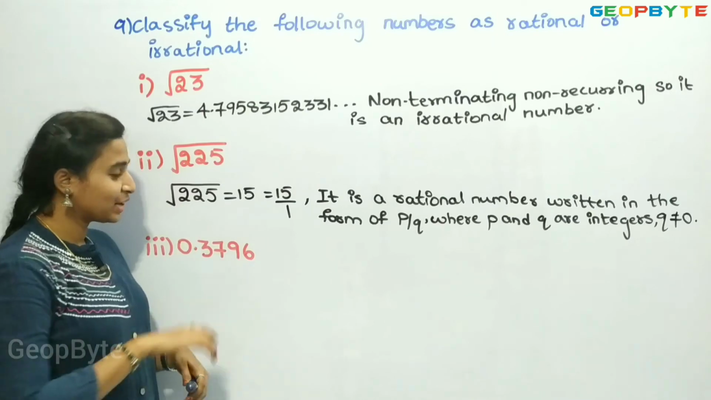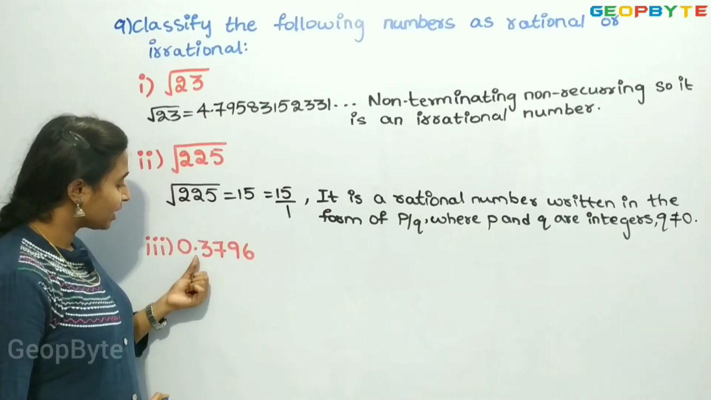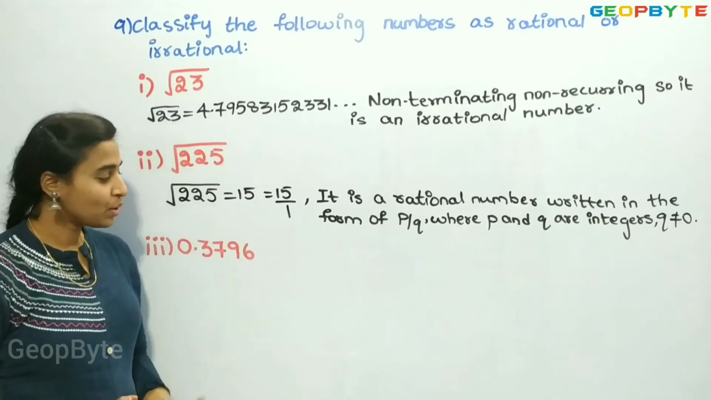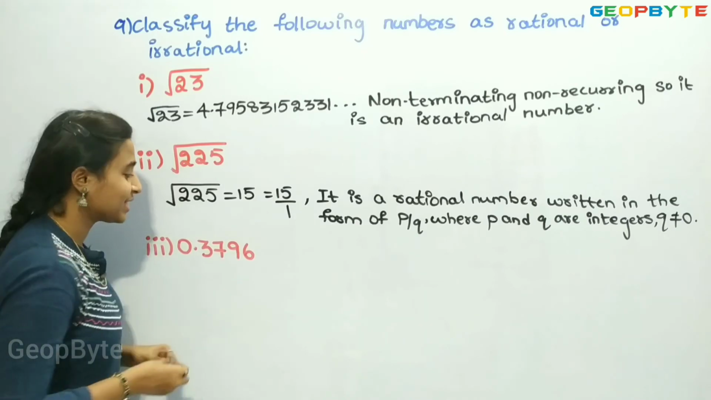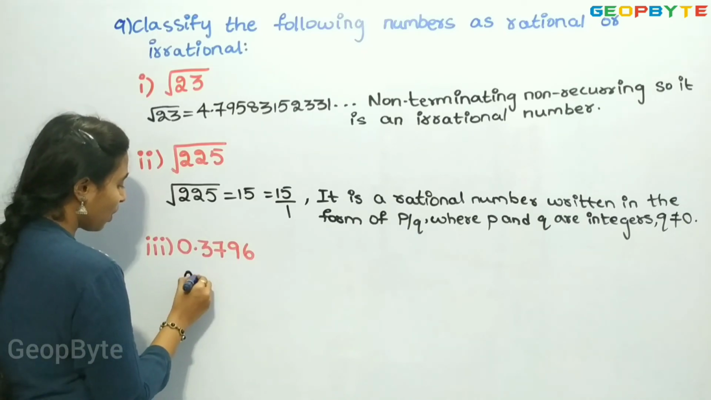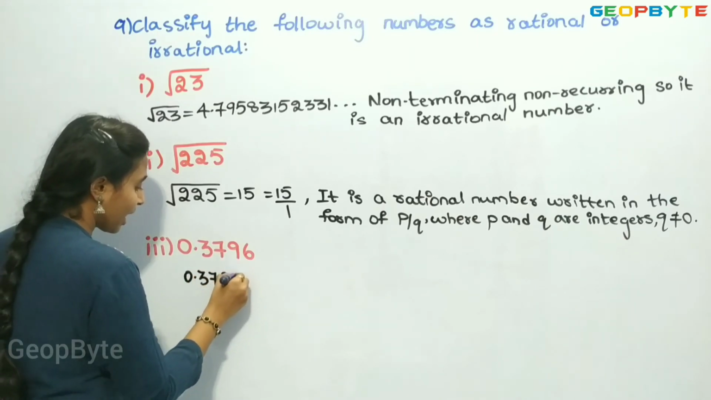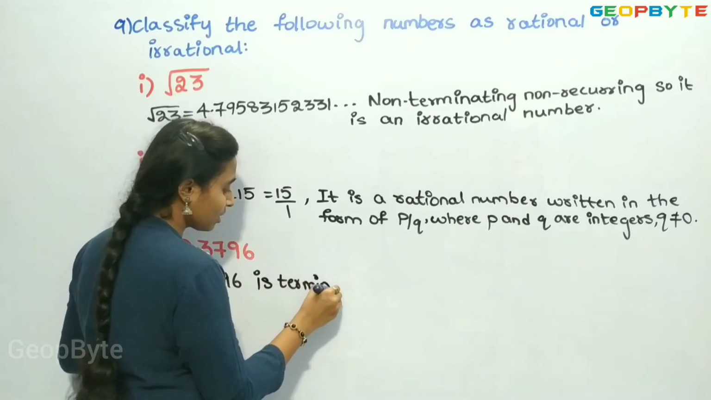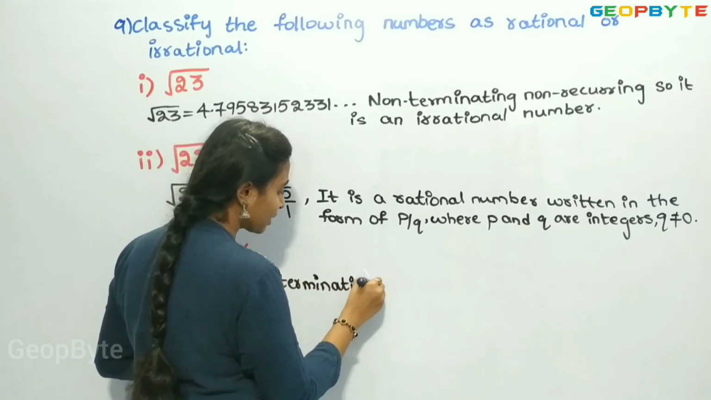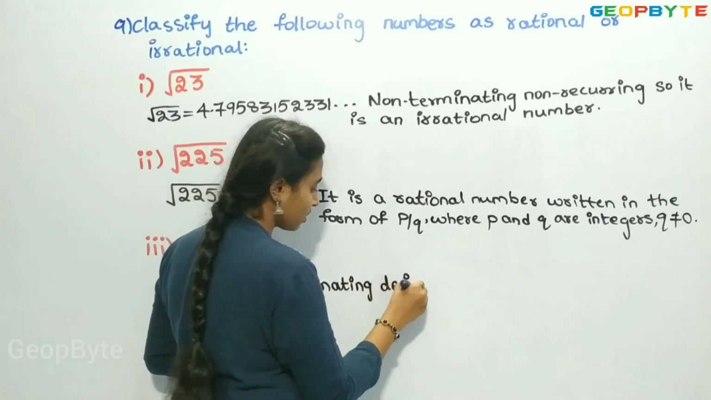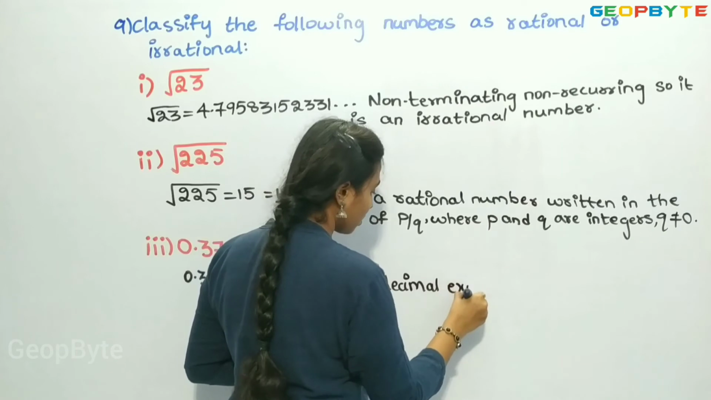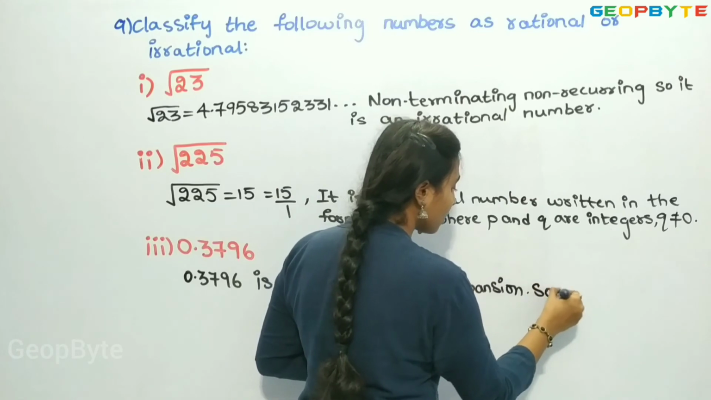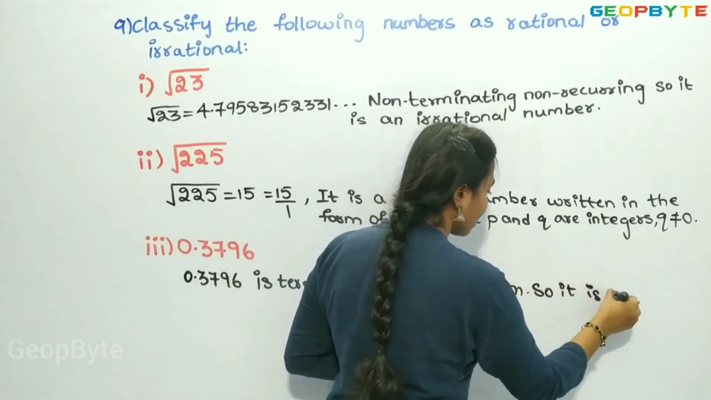Now let us see the third one. We have 0.3796. We don't have 'and so on'. So it is a terminating decimal. So 0.3796 is a terminating decimal expansion. So it is a rational number.